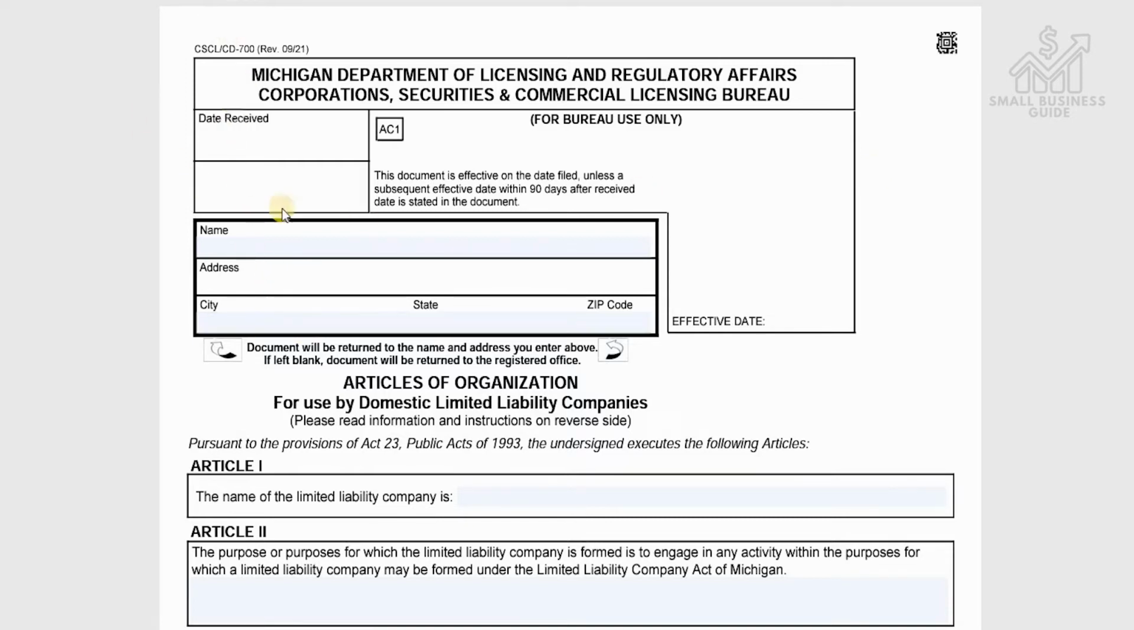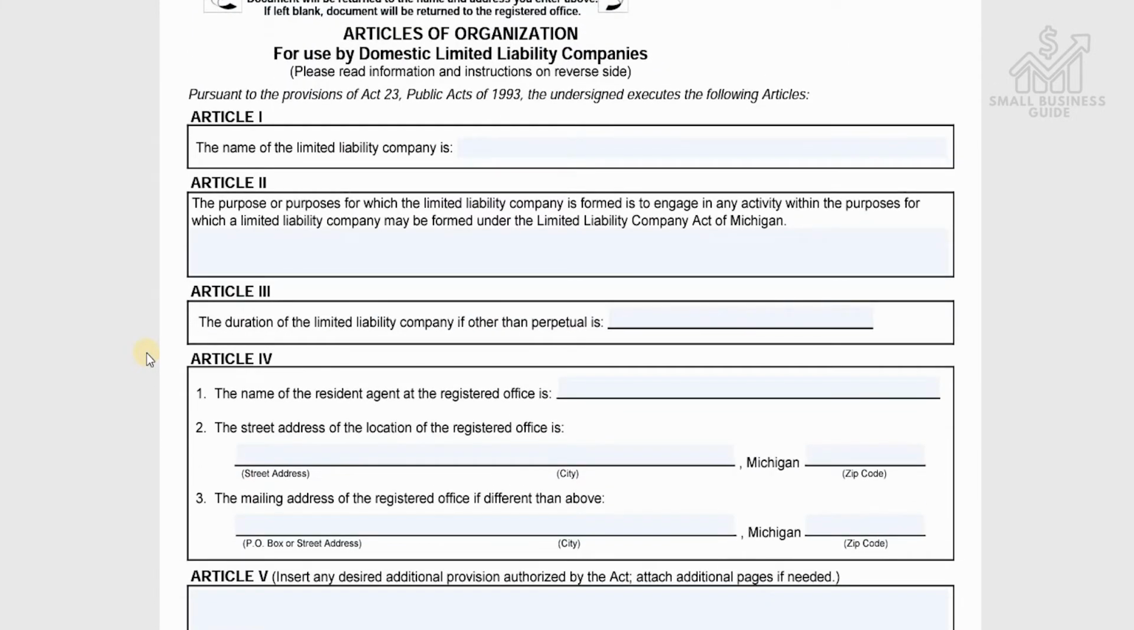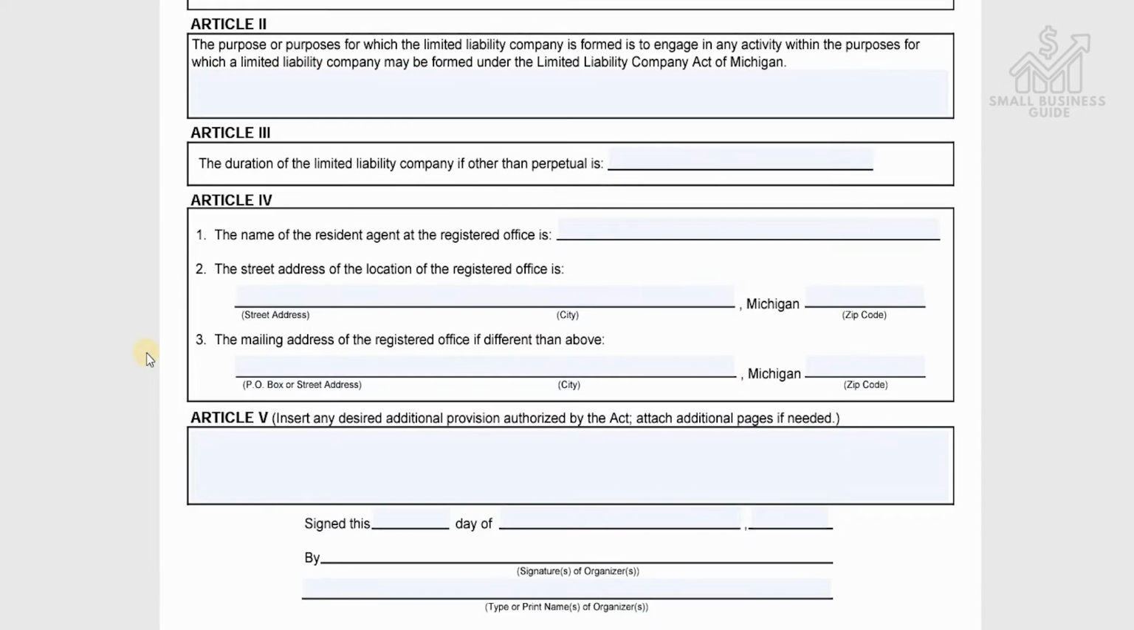You can fill it in online as well, print it out, and actually take it to the actual Secretary of State and submit it over there. So you have your Articles of Organization with the first article, the second article, why it's being formed, what the duration is, and what the name of the resident agent is, which I'm going to go into in a second. The actual address is very important. The mailing address of the registered office is also very important.